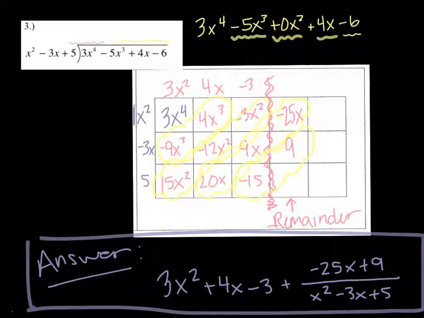So if you guys multiply your answer by x squared minus 3x plus 5, you should end up with what is underneath your divider there. So whether you do it using the box or the traditional way, you guys should end up with the same thing.